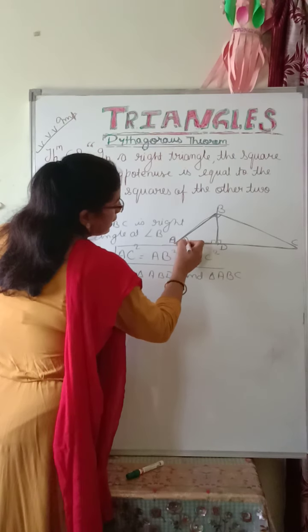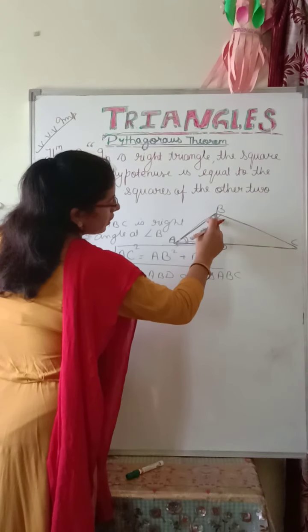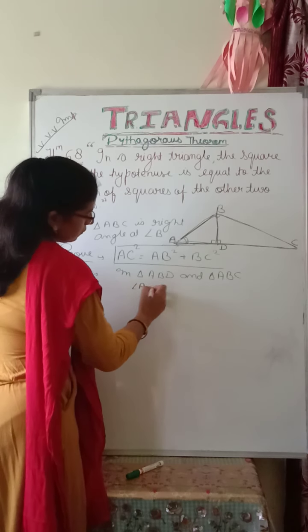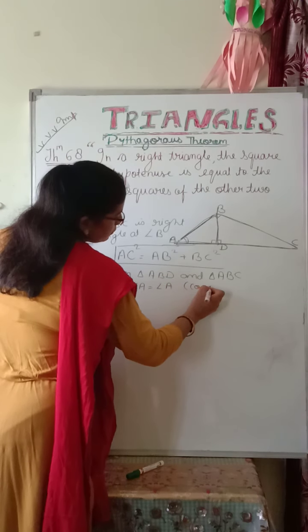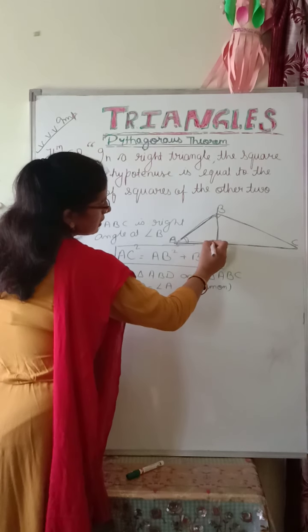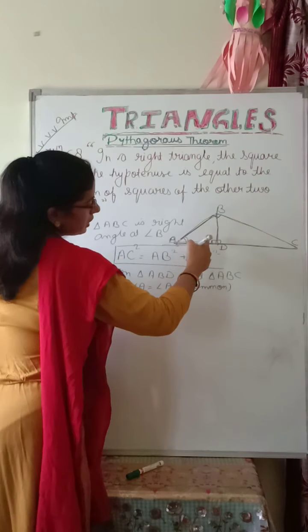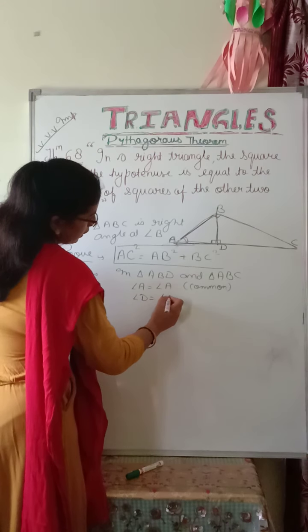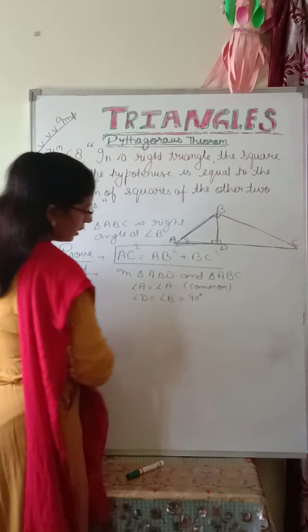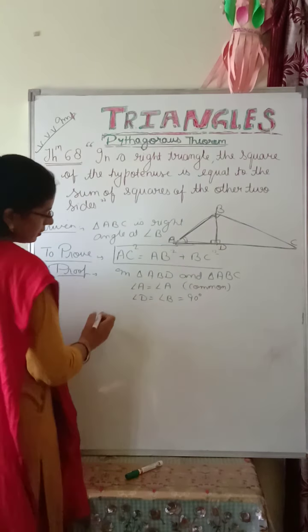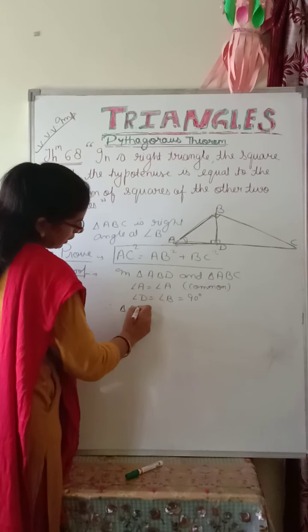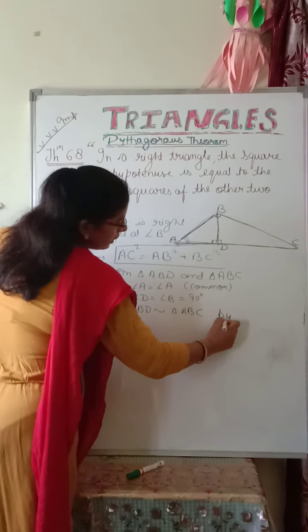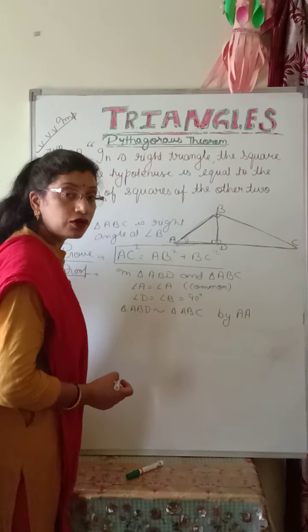See, angle A is common. Why? Because in the smaller triangle angle A is here, and in the big triangle angle A is there. So angle A is equal to angle A, that is common. And second thing, this is angle D and this is angle B. Both are 90 degree. Angle D is equal to angle B, is 90 degree. So by angle, these two triangles are similar. Therefore triangle ABD is similar to triangle ABC by angle.